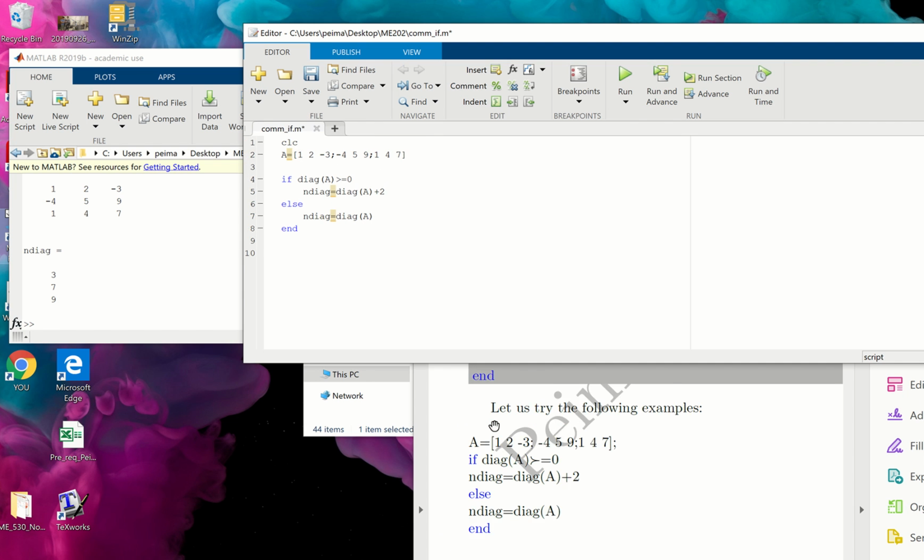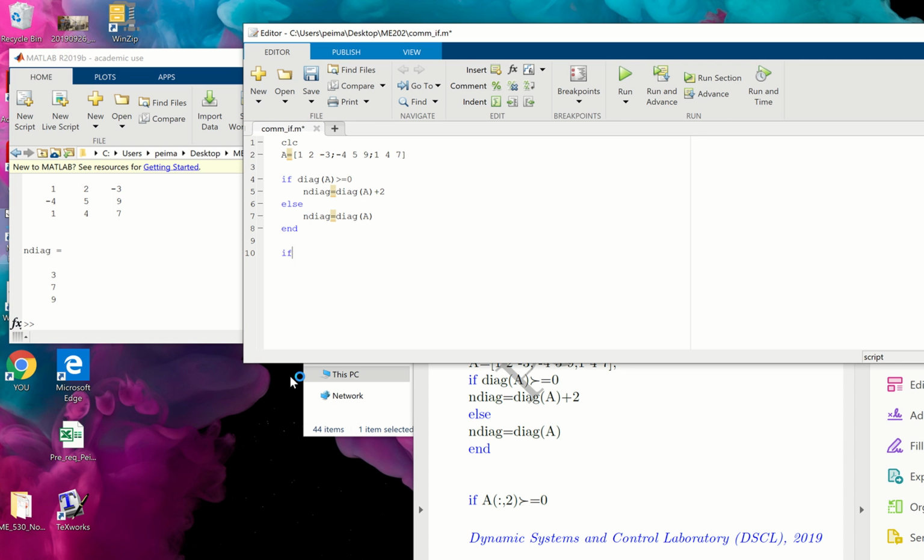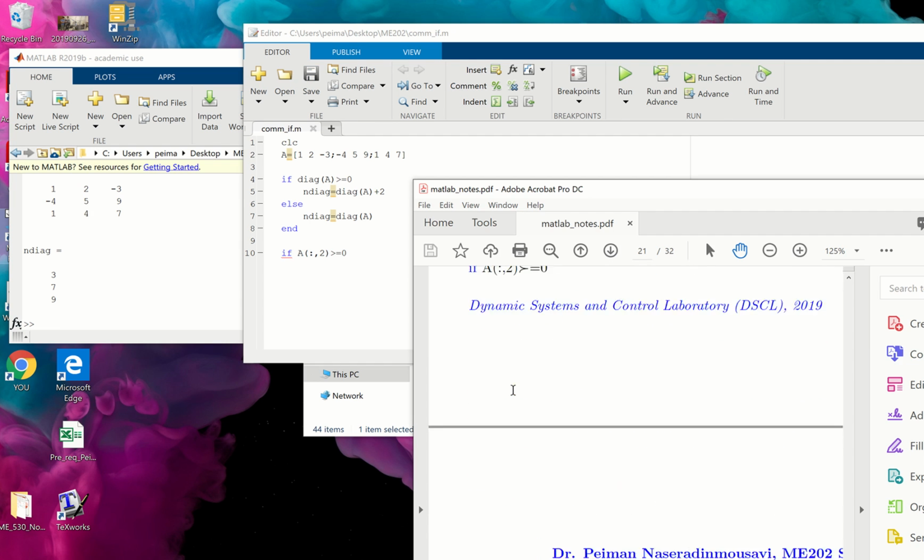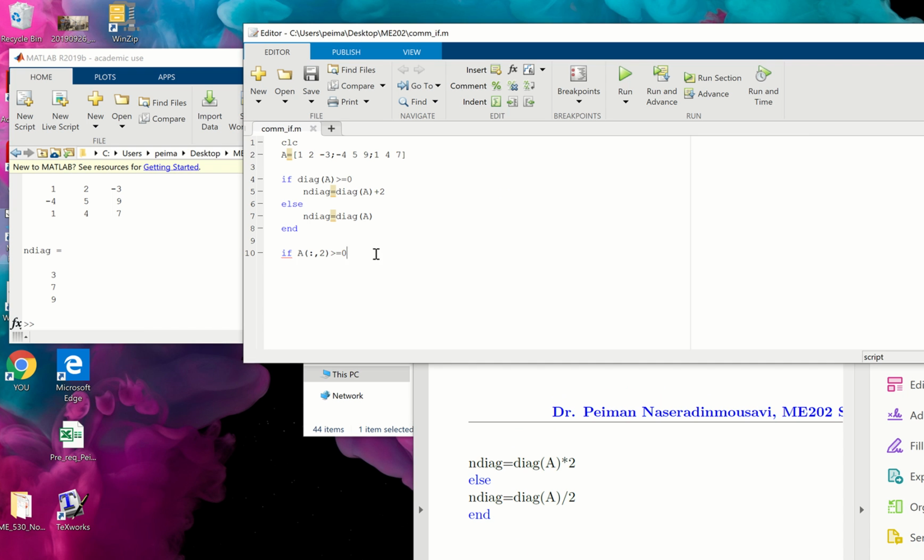Now continue with the coding. Okay, so now the rest is: if A, matrix A, all rows and second column. What are all rows and second column? So this is the second column, this 2, 5, 4. All rows means 2, 5, 4. Second column, this is greater than or equal to 0. So what it says, new diag underline 1, I say here because I don't want to confuse it with the previous command, is equal to diagonal elements of A multiplied by 2.